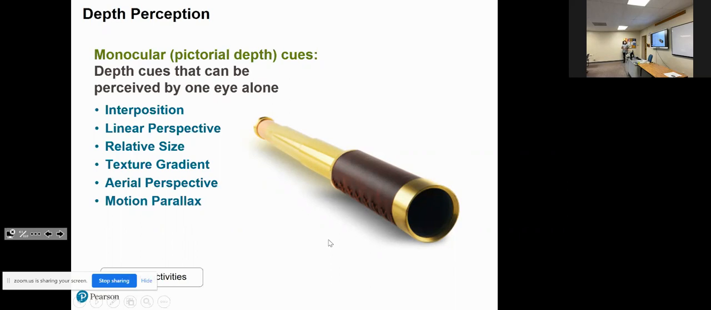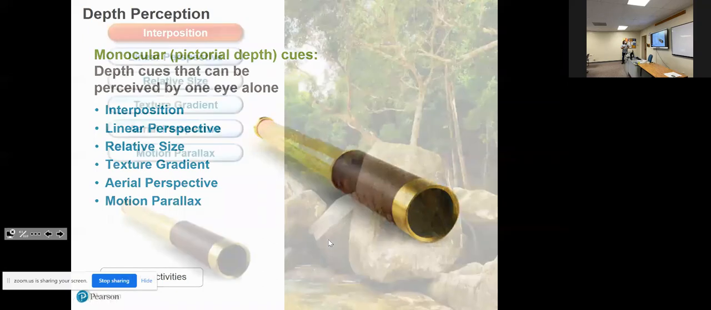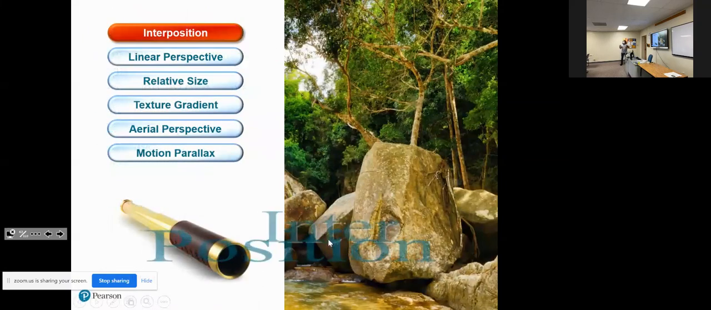So when we're looking at these cues, we're looking at things like interposition, linear perspective, all these things, which I'll kind of go over one by one. So monocular, again, one eye. That means that we're not necessarily using two eyes to really determine anything. This is just our ability with one eye.